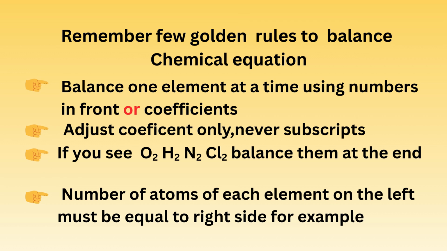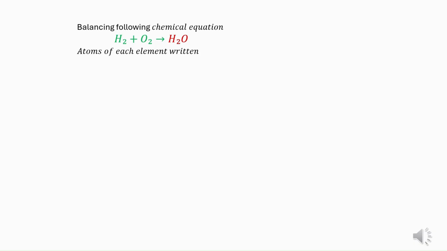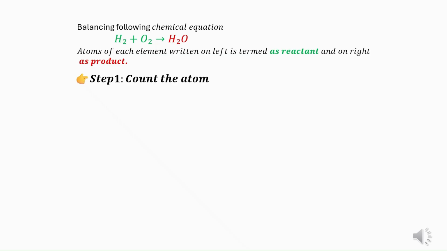The number of atoms of each element on the left must be equal to the right side. For example, balancing the following chemical equation. Atoms of each element written on the left are termed reactants and on the right, products. Step 1. Count the atoms on both sides. Whenever you see hydrogen and oxygen, balance first oxygen, then hydrogen.